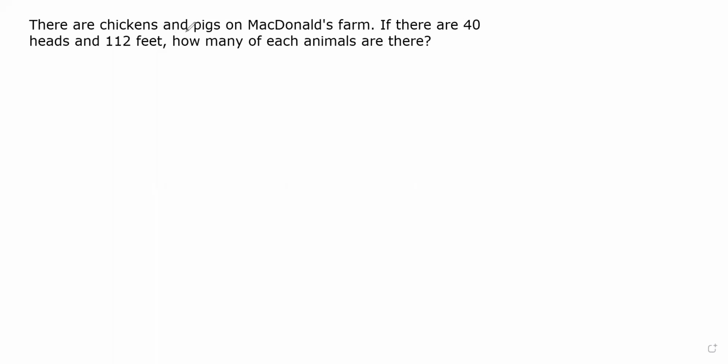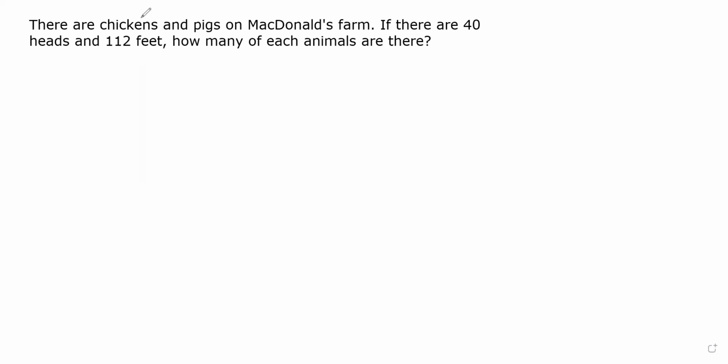So there are chickens and pigs on McDonald's farm. If there are 40 heads and 112 feet, how many of each animal are there? So we want to solve for the number of chickens and the number of pigs. What information do we have?